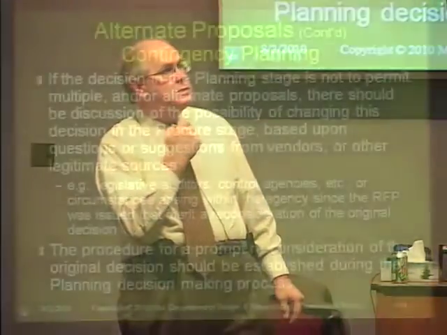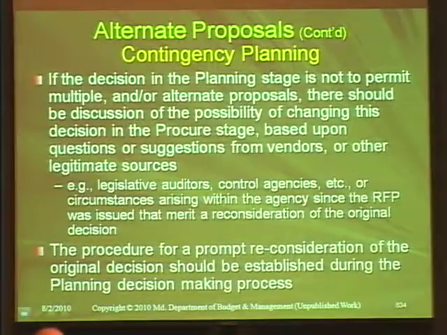If the decision in the planning stage is not to permit multiple and/or alternate, there should be discussion of the possibility of changing this decision in the procure stage based upon questions or suggestions from vendors or other legitimate sources. And so you can decide, even if you didn't originally, that you're going to do a modification to allow it, and you may not have to do a lot of reconsideration if you've already done a contingency plan in the planning stage.